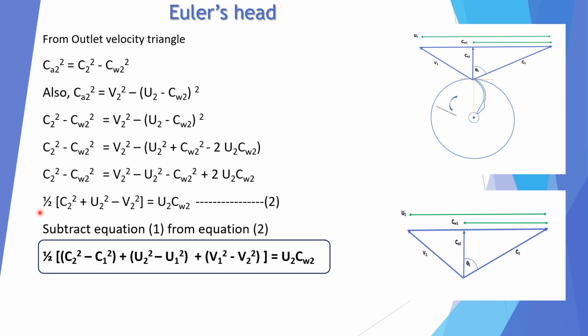Subtracting equation number 1 from 2, we can write half into (C2 square minus C1 square plus U2 square minus U1 square plus V1 square minus V2 square) is equal to U2 into CW2. So this is the expression for Euler head in terms of energy transfer to the fluid.